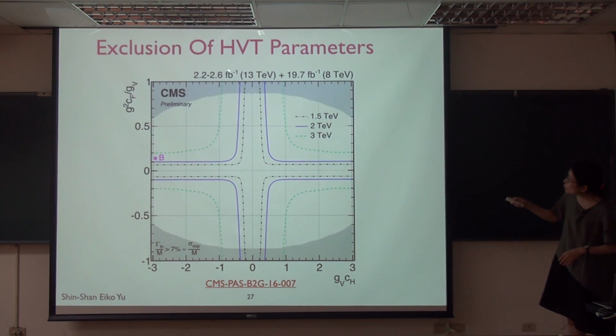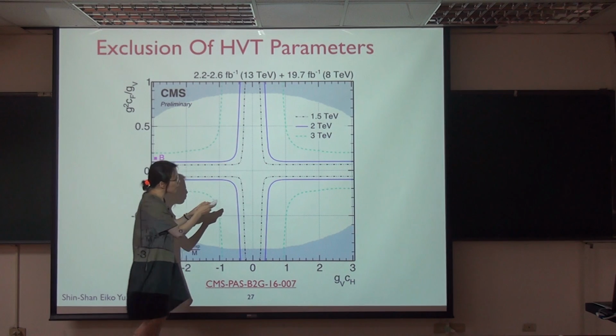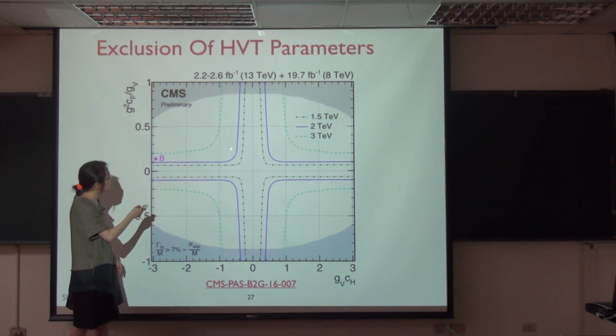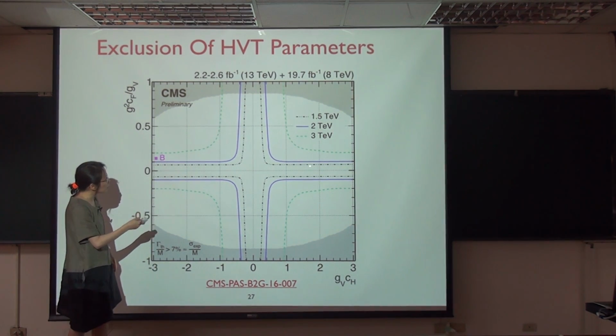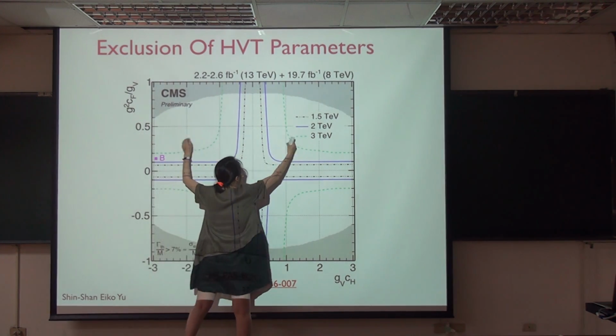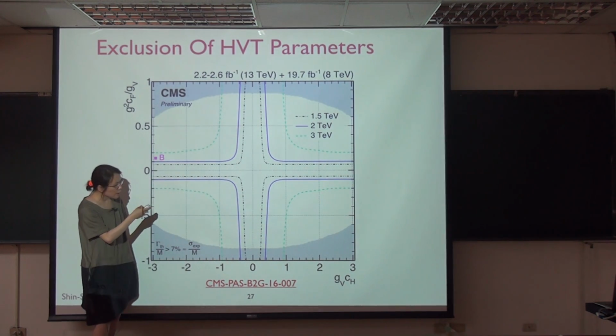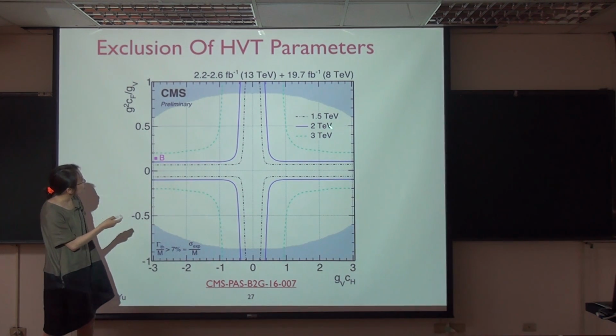So basically, we exclude the region outside the curve. For each mass point, we have one corresponding curve for our excluded region. For example, for 2 TeV, we exclude all the regions outside of this curve. Okay, and you can also see that there are these gray regions.